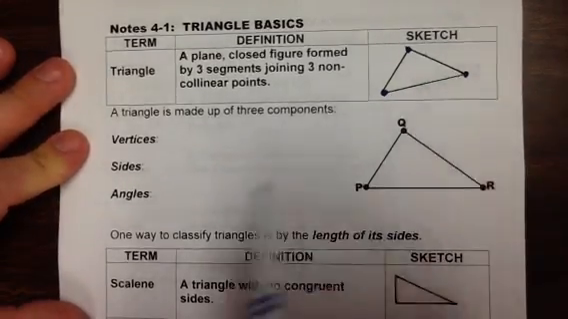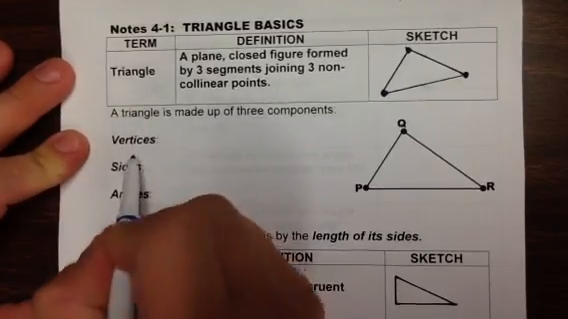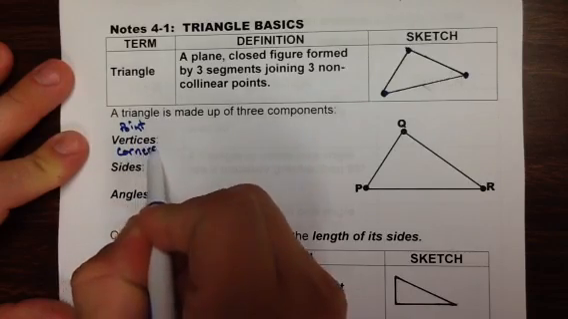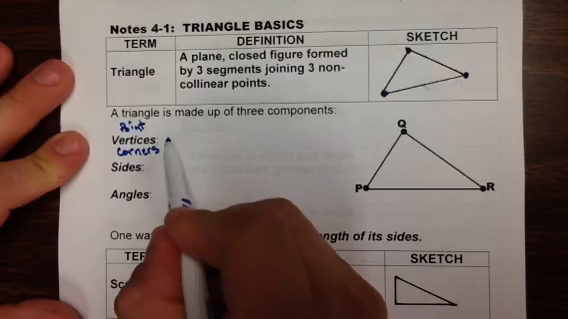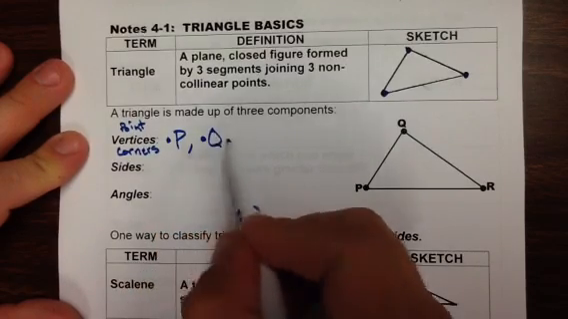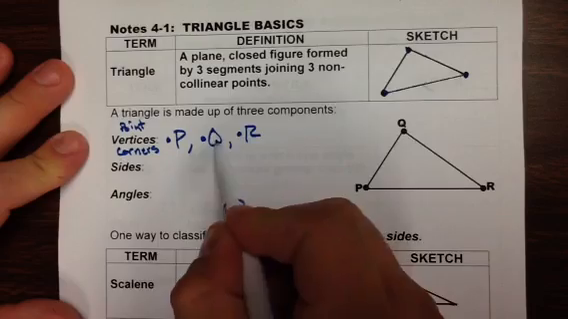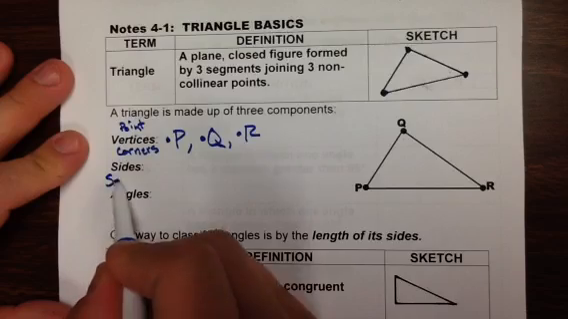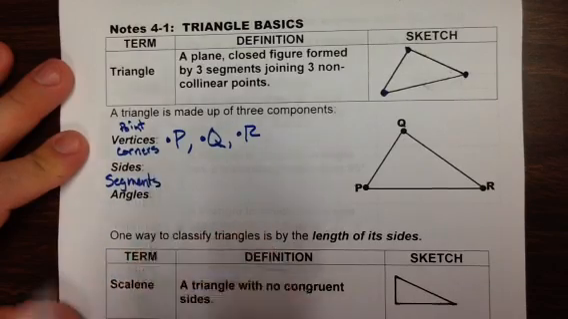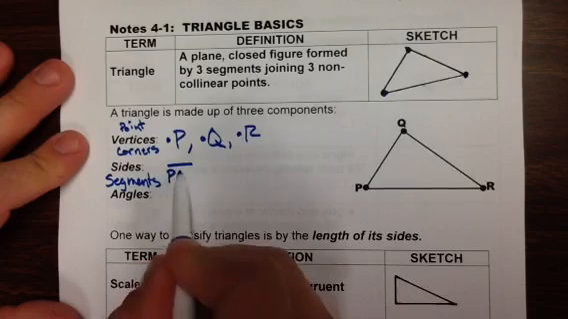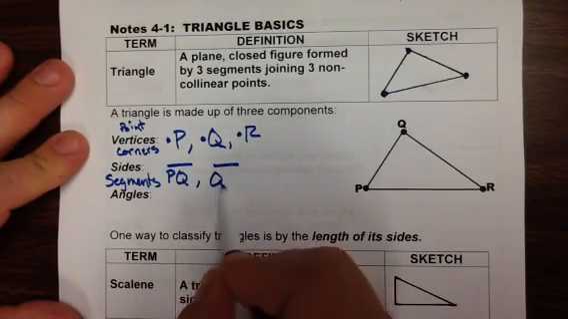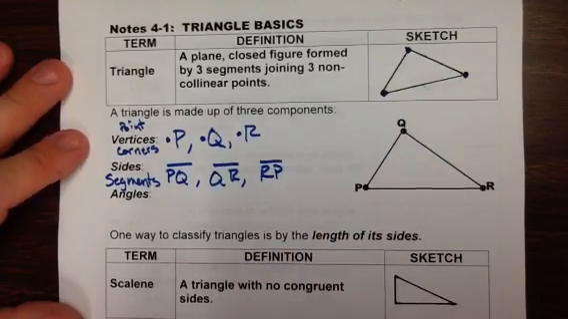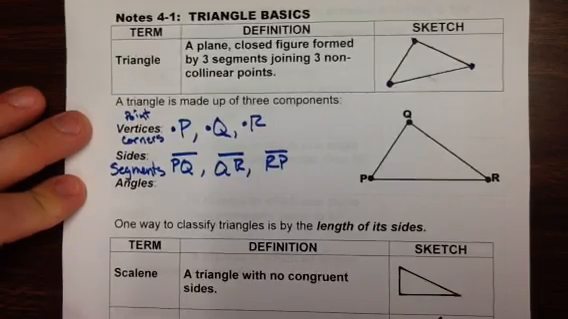So, looking at it, my points are also known as my vertices, or the corners of my triangle, which would be point P, point Q, and point R. The sides are also known as segments, would be segment PQ, segment QR, and segment RP. Remember, on segments, I could write PQ or QP, and it would still be the same.